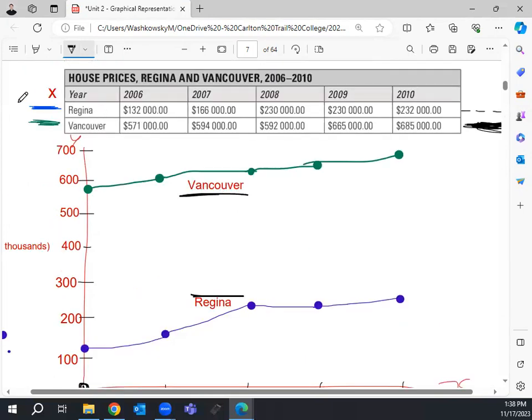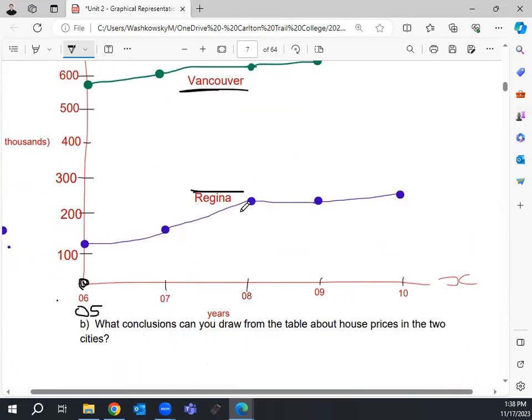Oh, so you did like a legend like this thing? Yeah, or like I put Regina and Vancouver both at the top of the page, and then in brackets for Regina, I put the boundary line. That would probably work too, yeah. I think that could probably work, yeah.